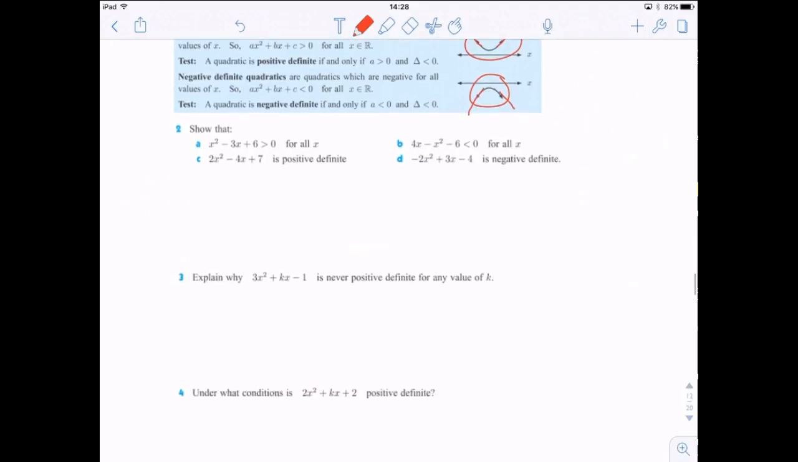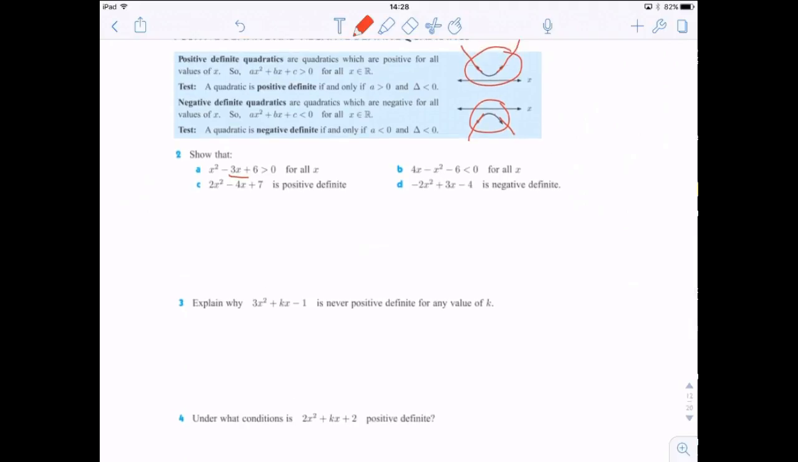Okay. So number 2. Show that x squared minus 3x plus 6 is greater than 0 for all x. The way we could do that is we could show that the discriminant is such that it's positive definite. So for this case where it's positive definite, what would the discriminant be? Well, the discriminant would have to be less than 0, right? If the discriminant is less than 0, that means it never crosses the x-axis.